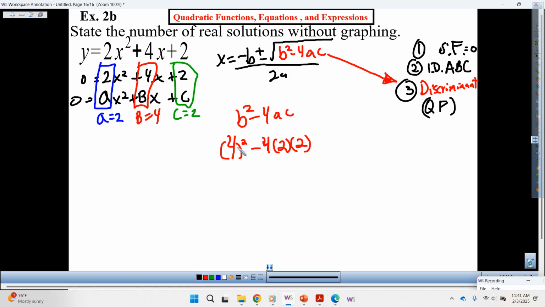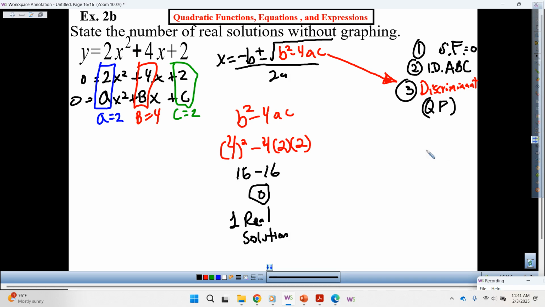All right, so 4 squared is 16. Negative 4 times 2 times 2, that's negative 16. 16 minus 16 is 0. So with this, I can tell you there is one real solution.